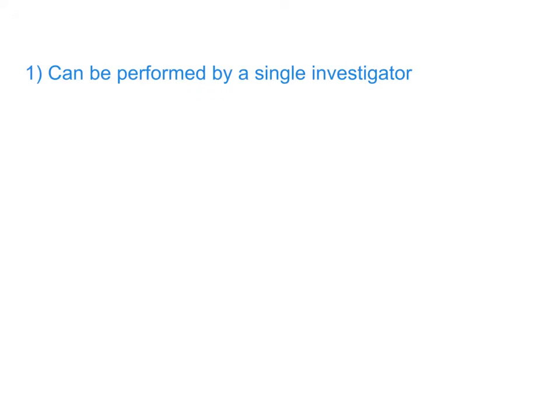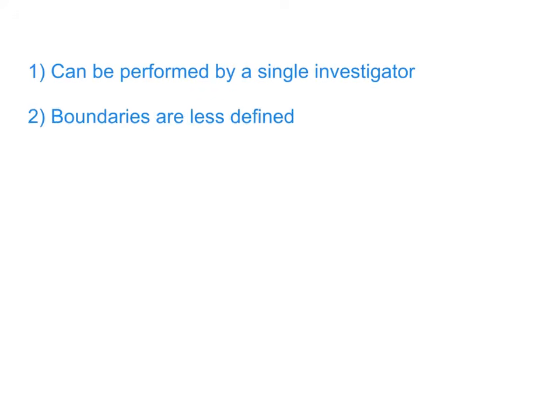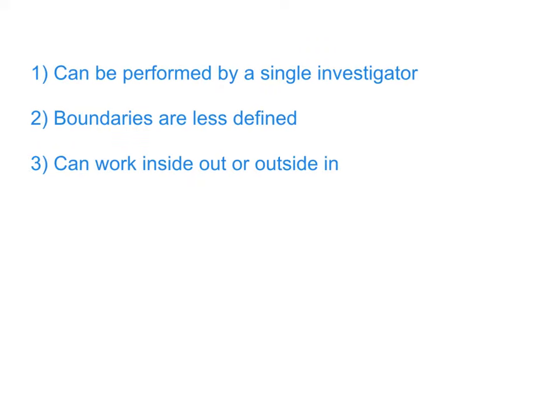Okay, and so to reiterate on this one, what we can say is as follows. First off, it can be performed by a single investigator. Also, the boundaries can be less defined than in the previous two methods that we discussed. You can either work from the inside out or the outside in, meaning you can work spiraling inward or spiraling outward from a point of origin.